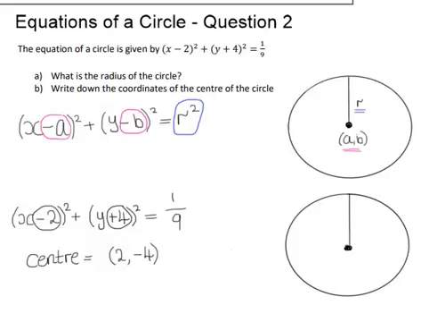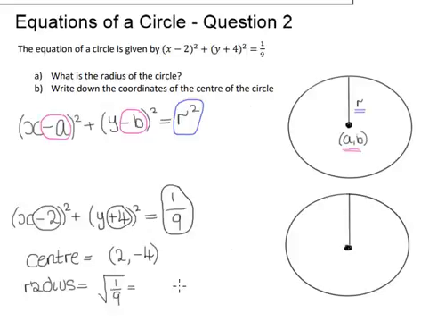Okay, the next thing we need to notice here is my radius. My radius is given by 1/9. Remember that this is actually r squared. So in order to find the radius, I need to square root it because I just want to find r. So my radius is the square root of 1/9.